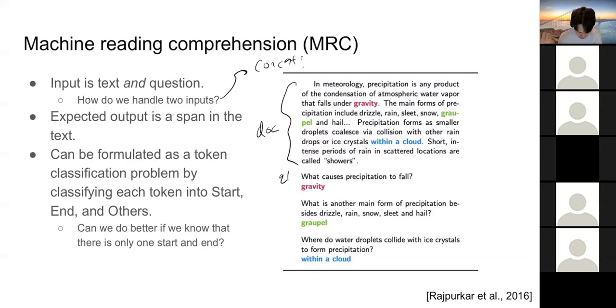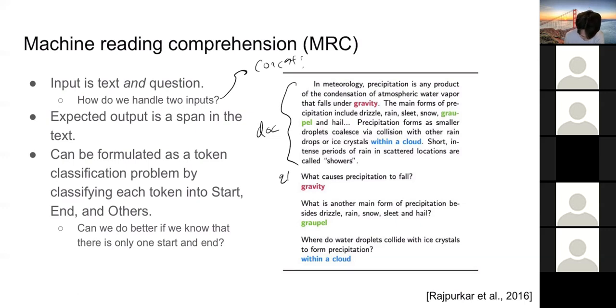And again, the expected output is a span. So this can be formulated as a token classification problem by classifying each token into start, end, and others. Of course, you can do BIO tagging too, but you don't have to. Why? Because with BIO tagging you need B and I since you might have several answers within a document, but here we are assuming there is one answer. So you only have one start and one end, and everything else is just others.